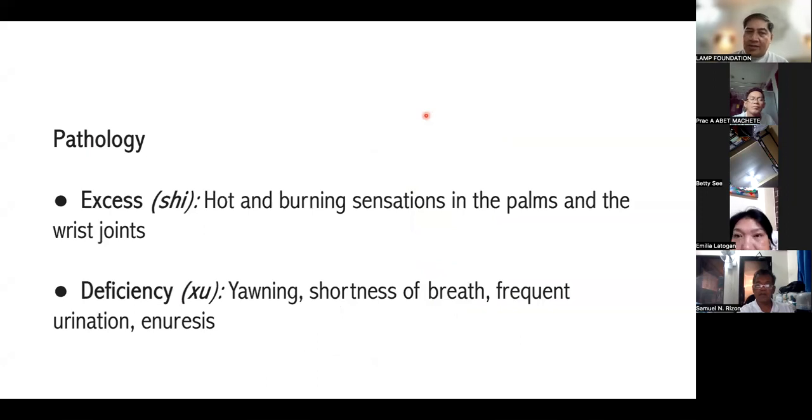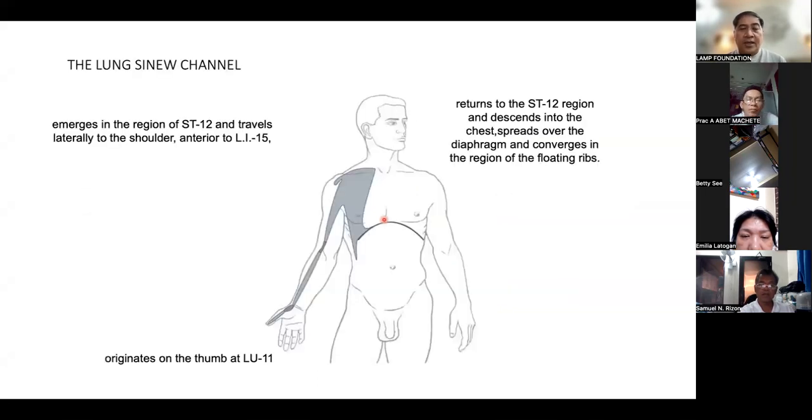Again, in the case of excess, you will have hot and burning sensations in the palms and wrist joints. It's the same, no? For the divergent and Luo connecting channel, in deficiency there will be yawning, shortness of breath, and frequent urination. Now, let's go to the lung sinew or the lung muscle channel.